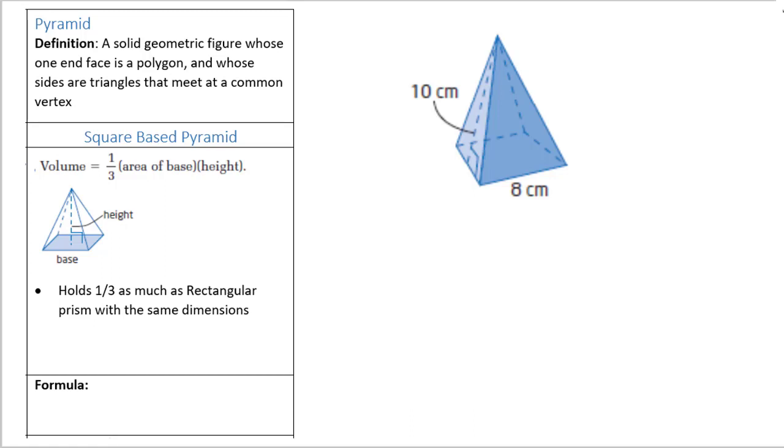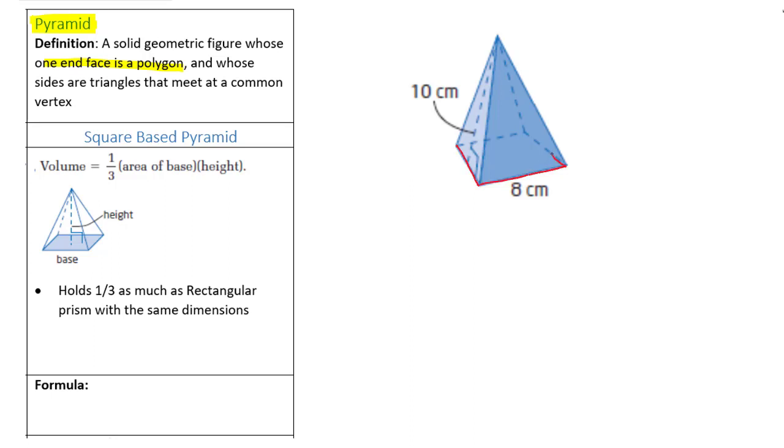All right, so now let's define what a pyramid is. Our formula sheet only has the volume of one pyramid, but they're all basically the exact same thing. Now what is a pyramid? A pyramid is a solid geometric figure, again, it's a solid, whose one face is a polygon. So what do we mean by a polygon? A polygon is just a closed shape, which means all the sides are connected.